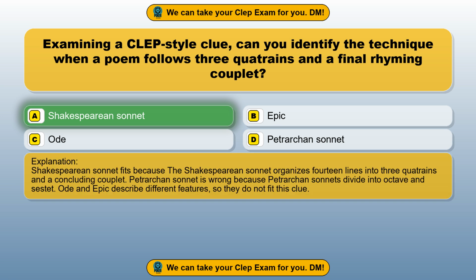Shakespearean sonnet fits because the Shakespearean sonnet organizes 14 lines into 3 quatrains and a concluding couplet. Petrarchan sonnet is wrong because Petrarchan sonnets divide into octave and sestet. Ode and epic describe different features, so they do not fit this clue.